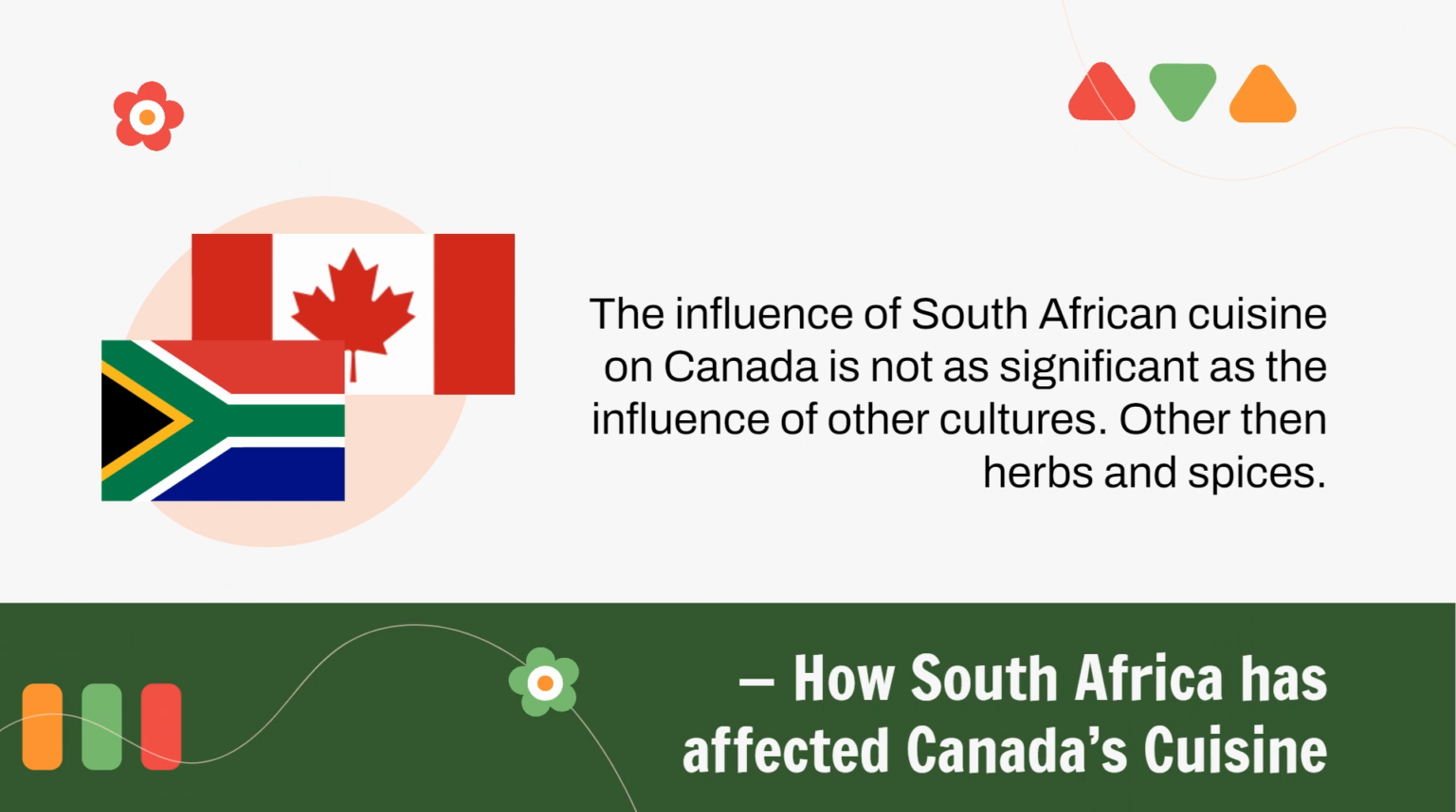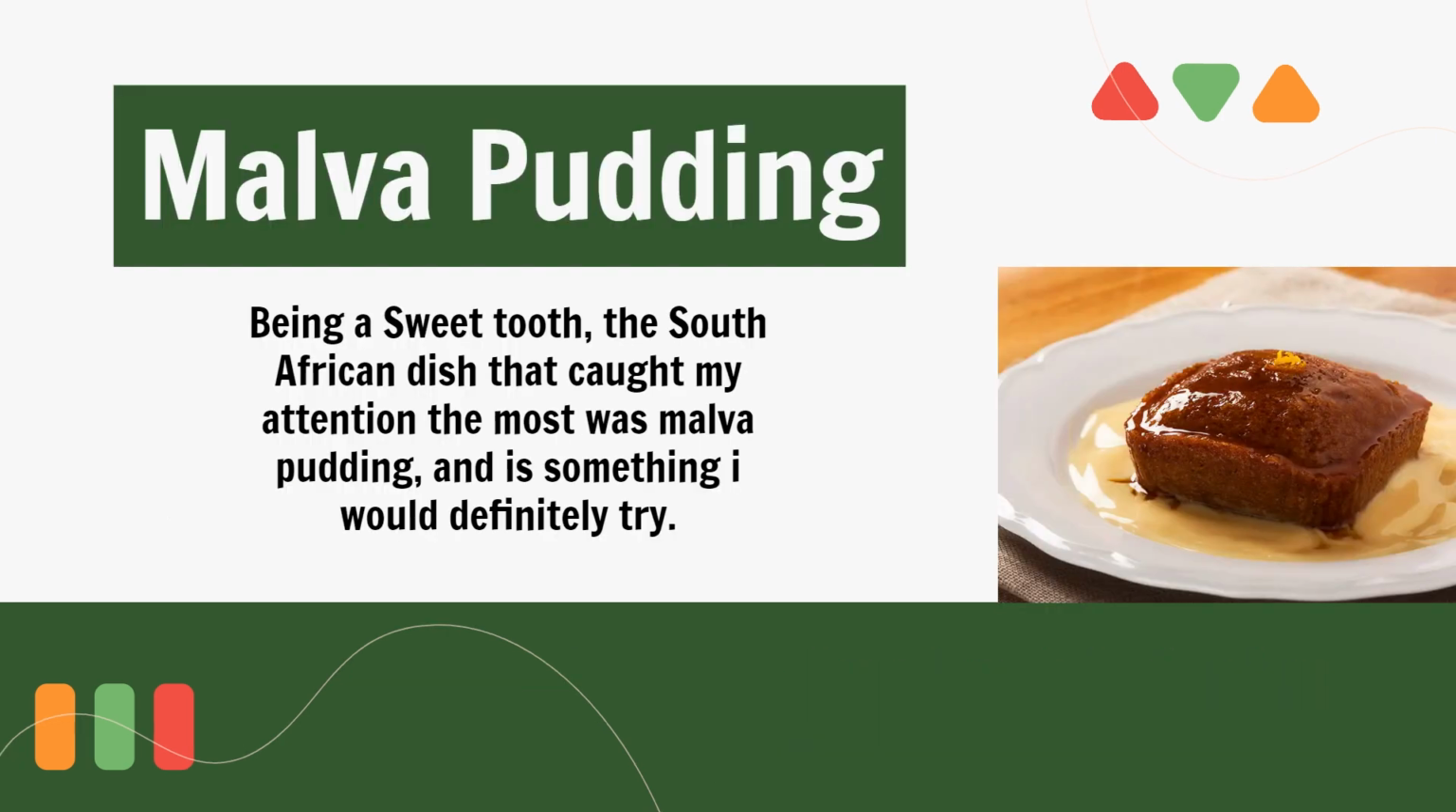Although South Africa hasn't made a big impact food-wise for Canada, the use of exotic spices, grilling techniques, and incorporation of diverse flavors are subtly making their way into Canadian kitchens. Obviously, my pick for the best dish from South Africa would be malva pudding. One, because it's the only one I've tried, and the only reason it caught my attention in general was because I'm a sweet tooth. Love sweet stuff.